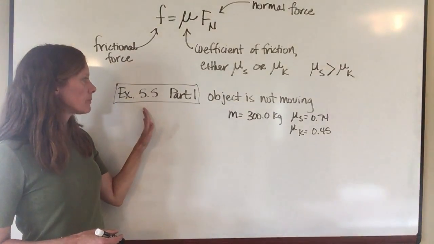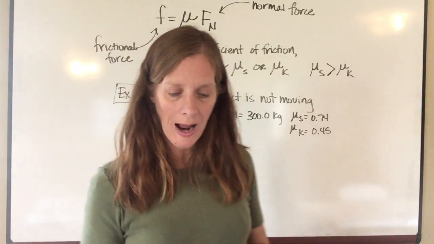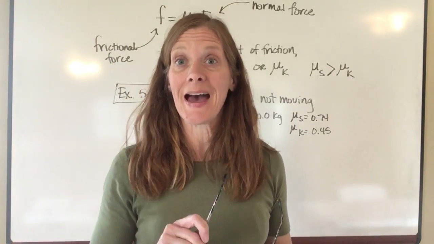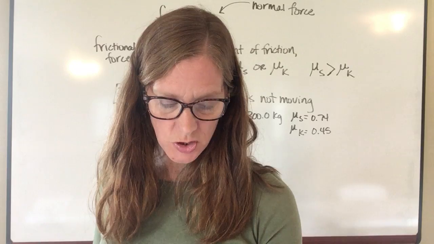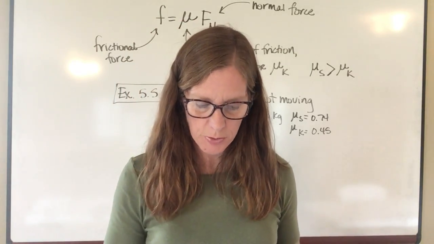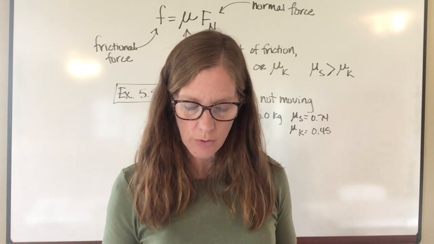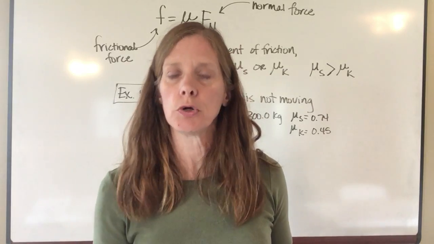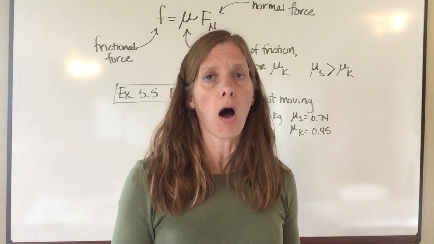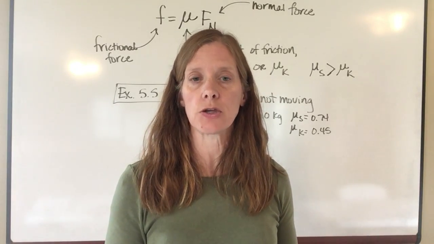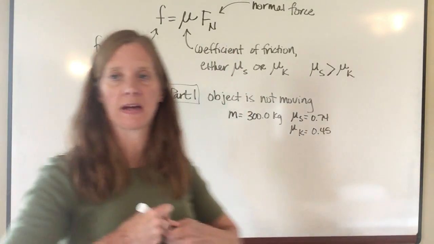So in example 5.5, in the first part of that, in this particular example, our object is not moving yet. That's the whole point of the problem, because it says a 300 kilogram log rests on the ground, and then it gives us the coefficient of both static and kinetic friction. What is the frictional force that a pulling truck would have to overcome in order to get the log to move? Now, when you start working these problems, I mentioned before, it's always a good idea to draw a picture so that you have a note of every single thing that is actually going to be affecting this log.